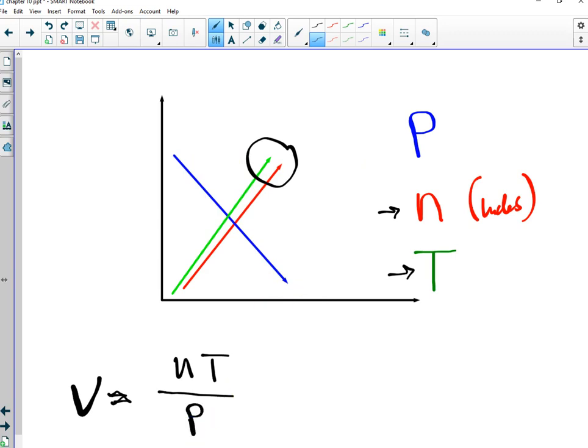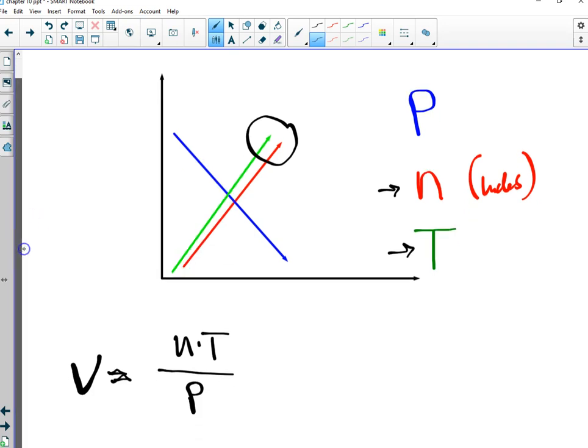And now we have this equation that says my volume is roughly proportional to the amount of stuff I have times my temperature divided by my pressure. So V equals N times T over P. Now, these are all fine and dandy, but we don't want just sort of equal to. We want an equal to.